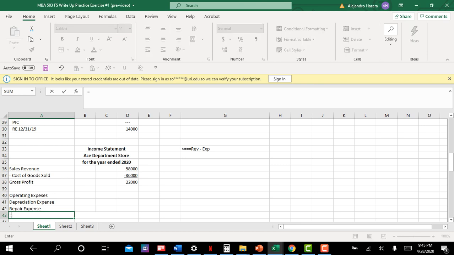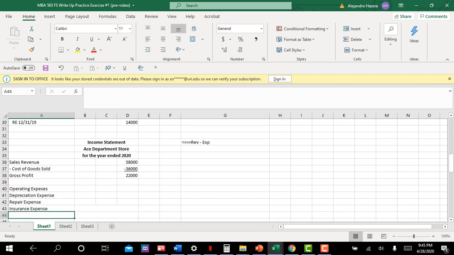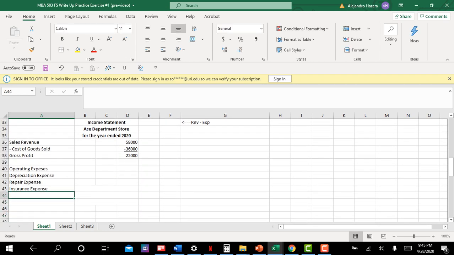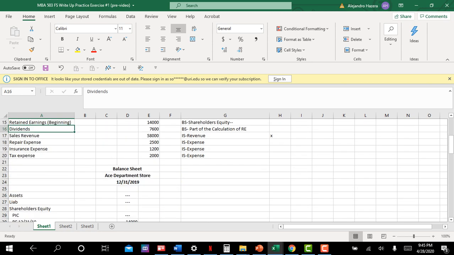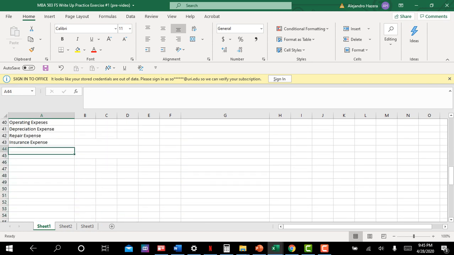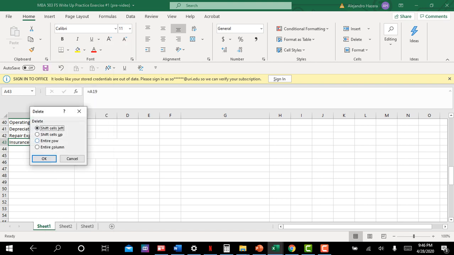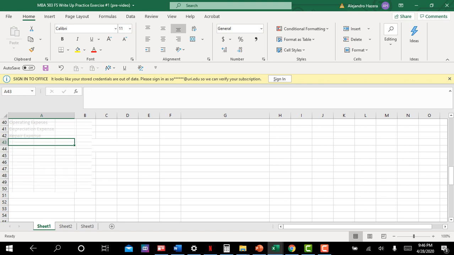Okay, and then finally I'm going to take out insurance expense. These are all going to be negatives. I think I have to take out some rows here, and I'll be back to this. So let's take out these rows here. I'm going to go ahead and take out these rows. This is generally, delete entire row.